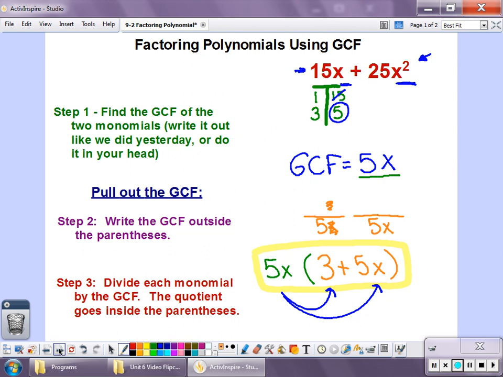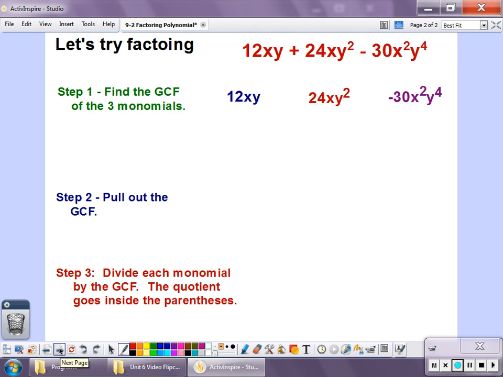Let's try one more. This one has 3 terms. Again, step number 1 is to find your GCF. So I'm going to start with my smallest number, and I'm going to list all of its factors. 1 and 12, 2 and 6, 3 and 4. And then I'm going to look at these other 2 terms and see which is the biggest number here that will divide evenly into both these terms. 12 can divide into 24, but 30 can't be divided by 12, so it's not 12. 24 can be divided by 6. 30 can be divided by 6.